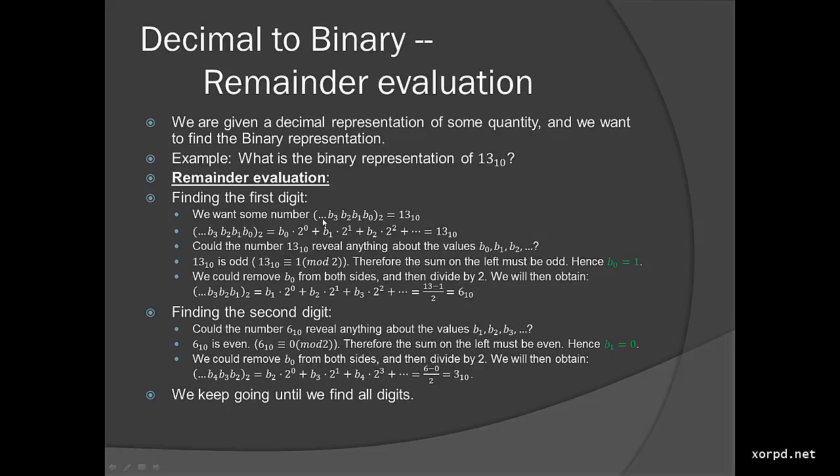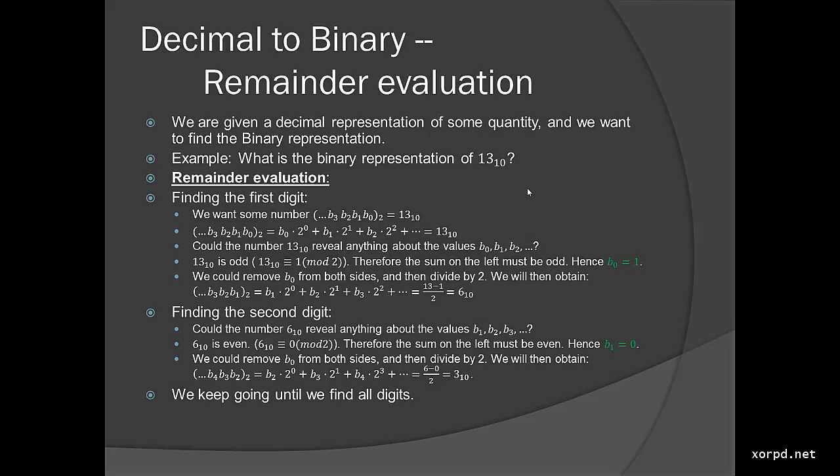If we expand this expression, we are going to get something like this. B0 times 2 to the 0 plus B1 times 2 to the first, and so on. This should equal 13 in base 10. An interesting question at this point is this. Could the number 13 reveal anything about the values B0, B1, B2? Maybe it could leak somehow information. Maybe I could guess by looking at 13 what would be some of the bits.